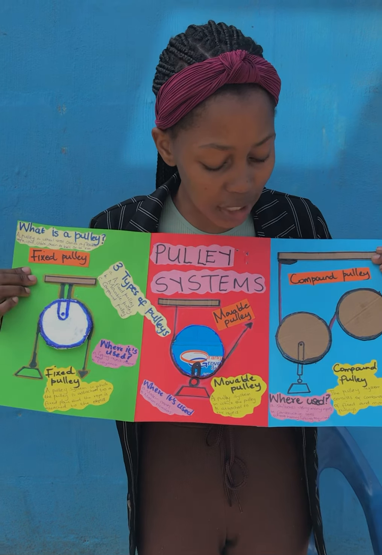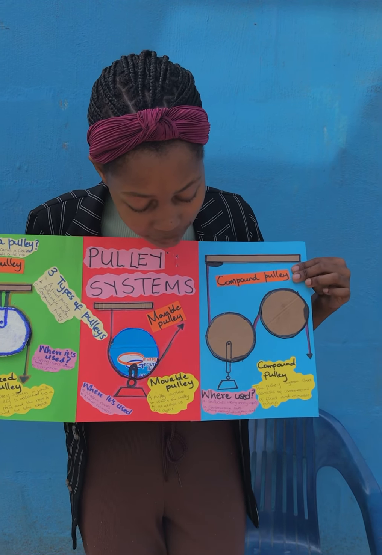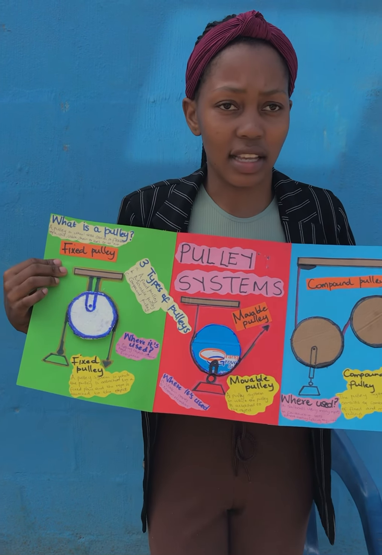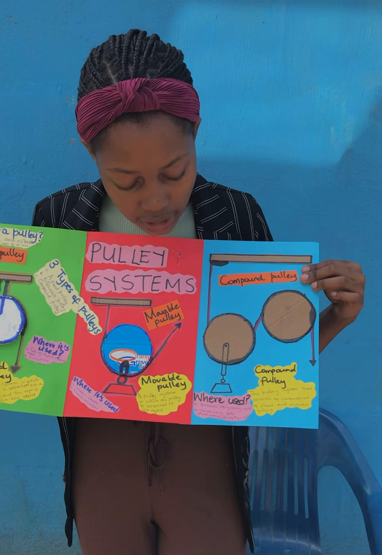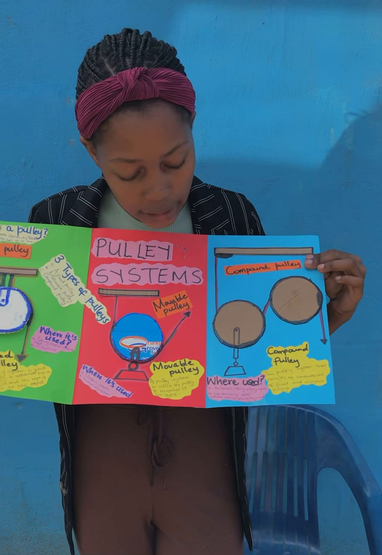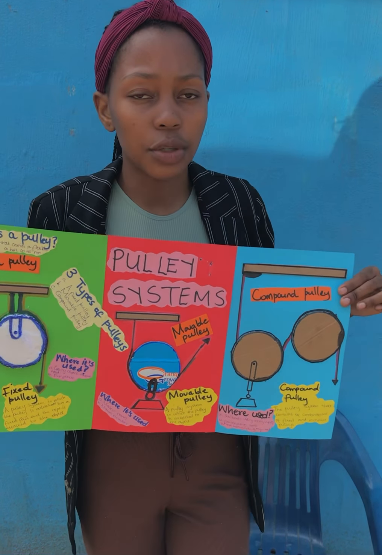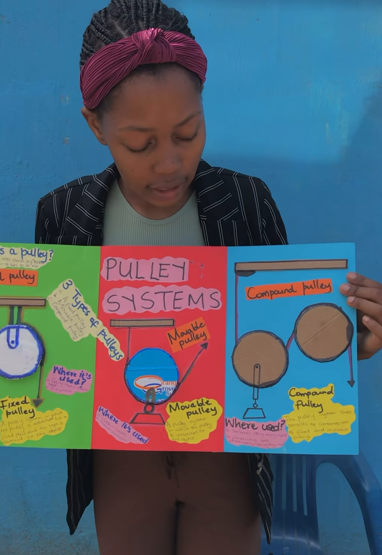movable and fixed pulleys. And where is it used? Most importantly, it is used in sailboats that use many ropes. And also, where is it used? It is used in construction sites where heavy lifting is required.